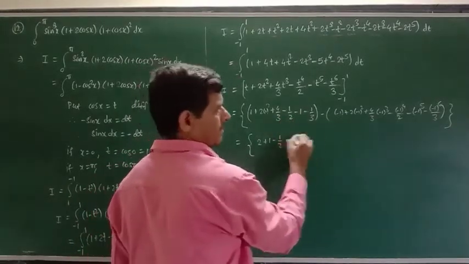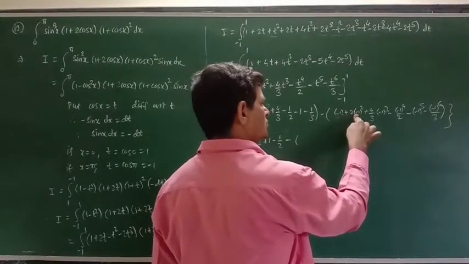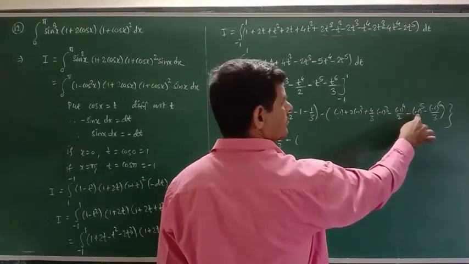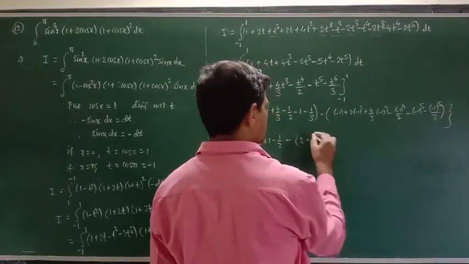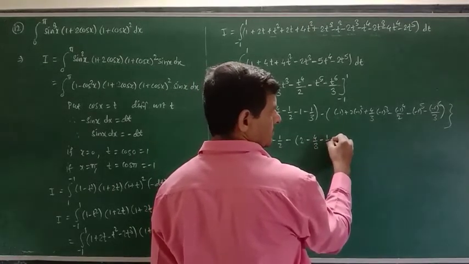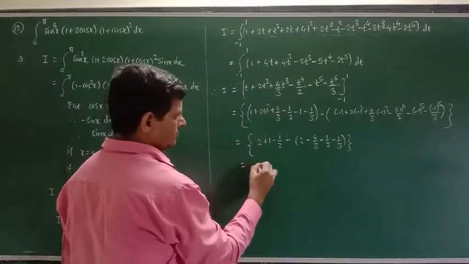Okay, then minus 1, 2 plus 1, then minus 1 plus 1 2, minus 4 by 3, minus 1 half and minus 1 by 3. So what is the final calculation?